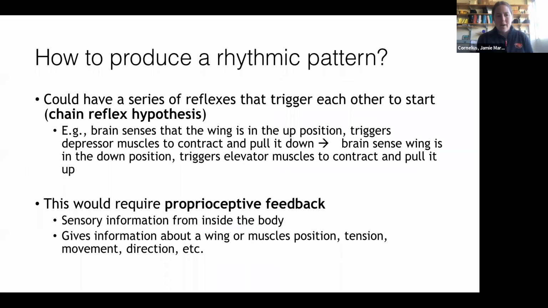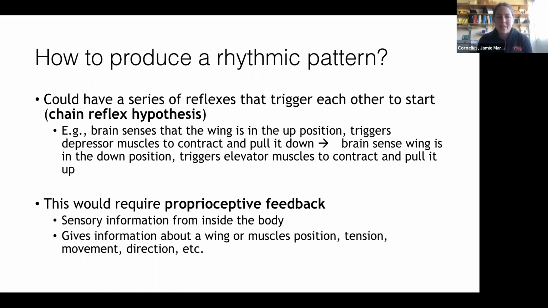In thinking about how you could produce a rhythmic pattern, some of the earlier hypotheses were that you could have a series of reflexes that trigger each other to start when the wing is in a particular position. This was called the chain reflex hypothesis, and it was thought that this might be a simple explanation for how rhythmic motor patterns are produced.